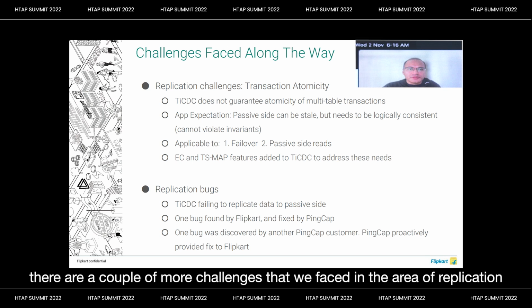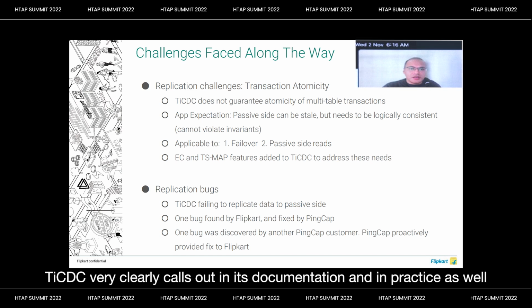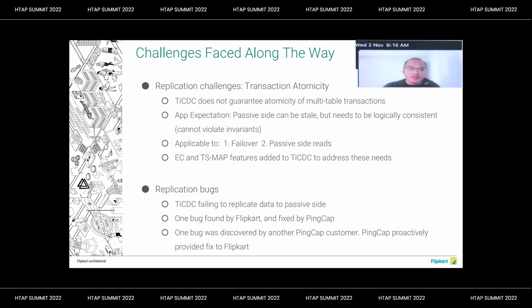Now, there are a couple more challenges that we faced in the area of replication, particularly transaction atomicity. TiCDC very clearly calls out in its documentation, and in practice as well, that it does not guarantee the atomicity of multi-table transactions. I spoke to you about the Coin Manager application, and you can imagine how a wallet service like that would be modeled in SQL, right? It definitely needs multi-table transactions. And then we are running it in an active-passive mode.